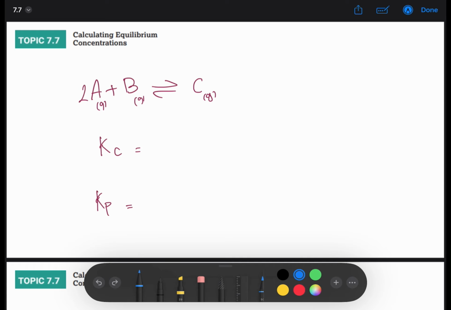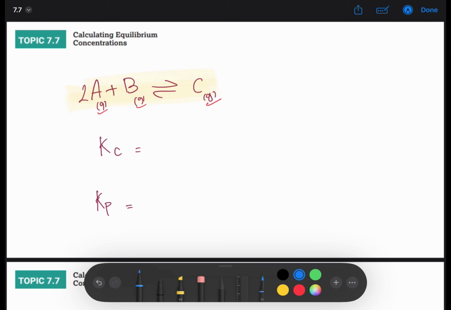But before we start, we have to recall some points that were covered in the previous videos. First of all, if I ask you to write the Kc expression and the Kp for this reaction, the first thing that you have to keep in mind is checking the states of all of these reactants and products. Since they're gaseous, they're accepted in the expressions of Kc and Kp.